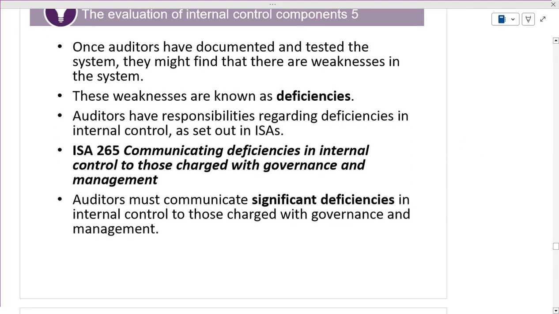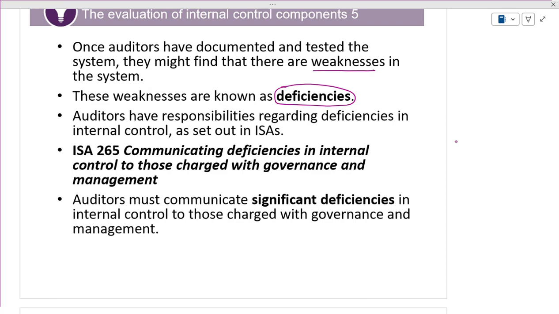Once auditors have documented and tested the system, they might find weaknesses in the system. See, this is the most important part: identify the weaknesses, the deficiencies, and give suggestions. These weaknesses are also known as deficiencies.